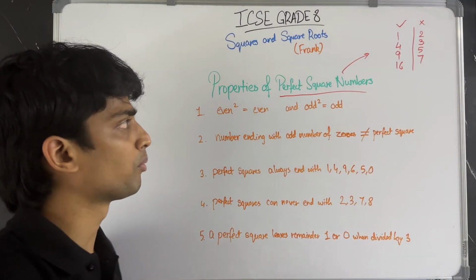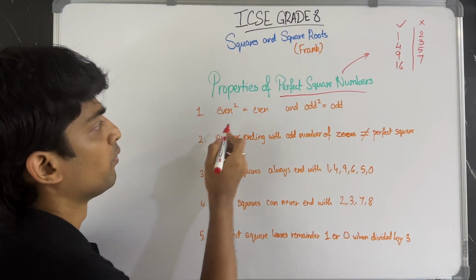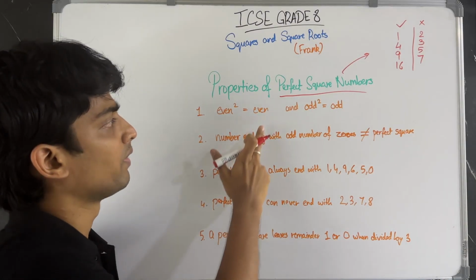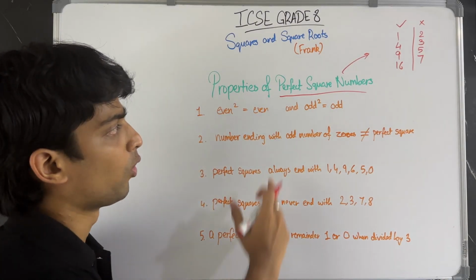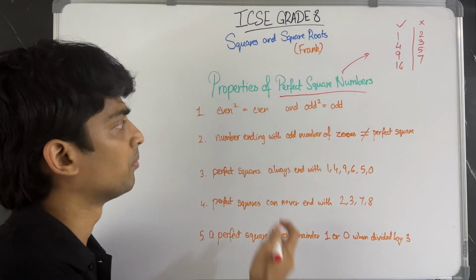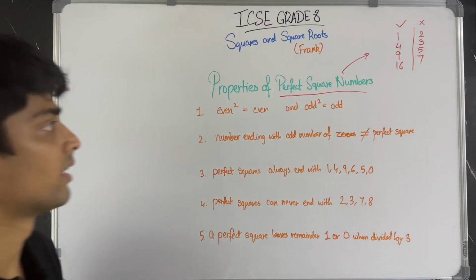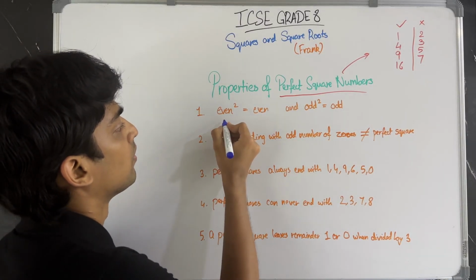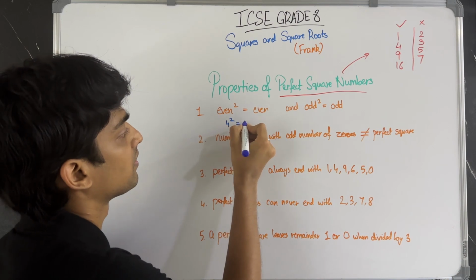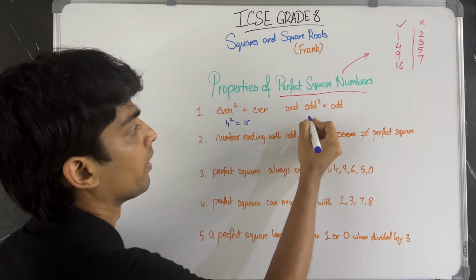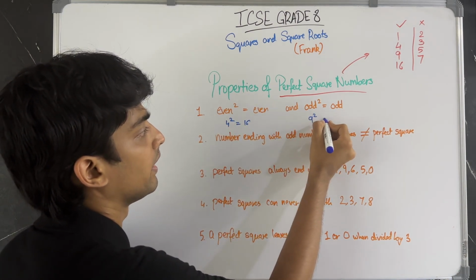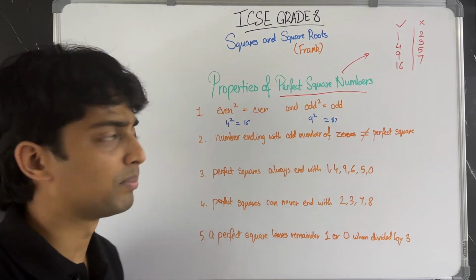Now let's look at the properties. First one: if you take an even number and square it, you will always get an even number. And if you take an odd number and square it, you will always get an odd number. Example, we can take 4, square 16, which is also even. Odd, 9, square 81.